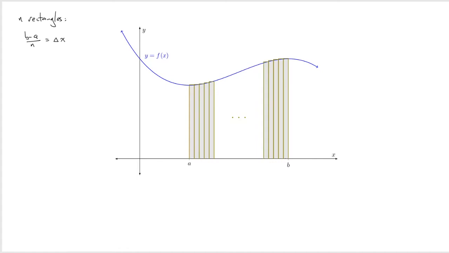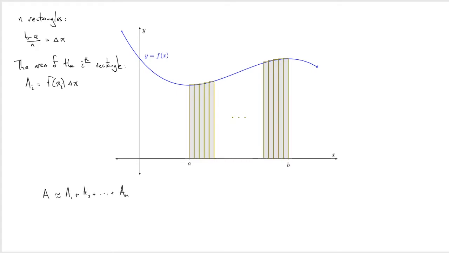And if we divide the interval from a to b into n rectangles, then the width of each rectangle is b minus a, the distance from a to b, divided by n, and we'll call that width delta x, or the change in x. And if we label these rectangles a1, a2, a3, etc., then the area of the ith rectangle, a sub i, is just the width times the height, or f of x sub i times delta x, where x sub i is just some point between the left and right endpoints of the ith rectangle.